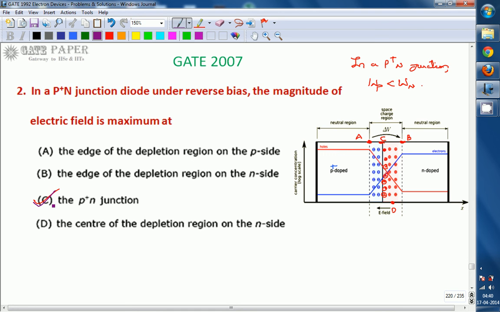In a P plus N junction diode under reverse bias, whether it is P plus N junction or PN plus junction or a simple PN junction, irrespective of its doping, depletion region consists of equal charge on both sides, that implies nothing but electric field will be maximum only at the center. And as it is moving towards P side as well as N side, the electric field gets reduced, and electric field will become 0 at the edges of depletion region on P side as well as N side, and there will be no electric field present in the P region as well as N region, because they are neutral in nature. So the right option for this question is C.